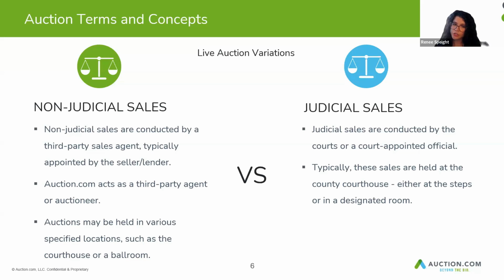On the other hand, judicial sales are conducted through the court system, and a court-appointed official, such as a judge or a sheriff, oversees that sale. These typically occur at the county courthouse, and they might even take place on the courthouse steps or in a designated room within the building. In summary, non-judicial sales are generally faster because they don't require court approval, while judicial sales are a little more involved in the legal process, especially with the courts, which can take some more time, but it is mandatory in some states. So understanding these differences will help you prepare for the specific auction that you're participating in.